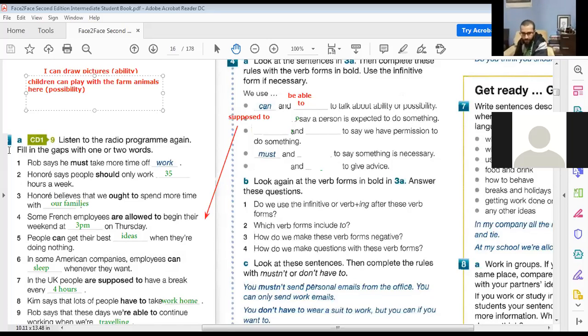So here, when it says in the UK, people are supposed to take a break every 4 hours, this isn't really true, because not all companies do this. Not all companies follow policy. It's the same thing here in Libya. We're supposed to work 8 hours, but nobody really does it. So who can give me an example similar to that?